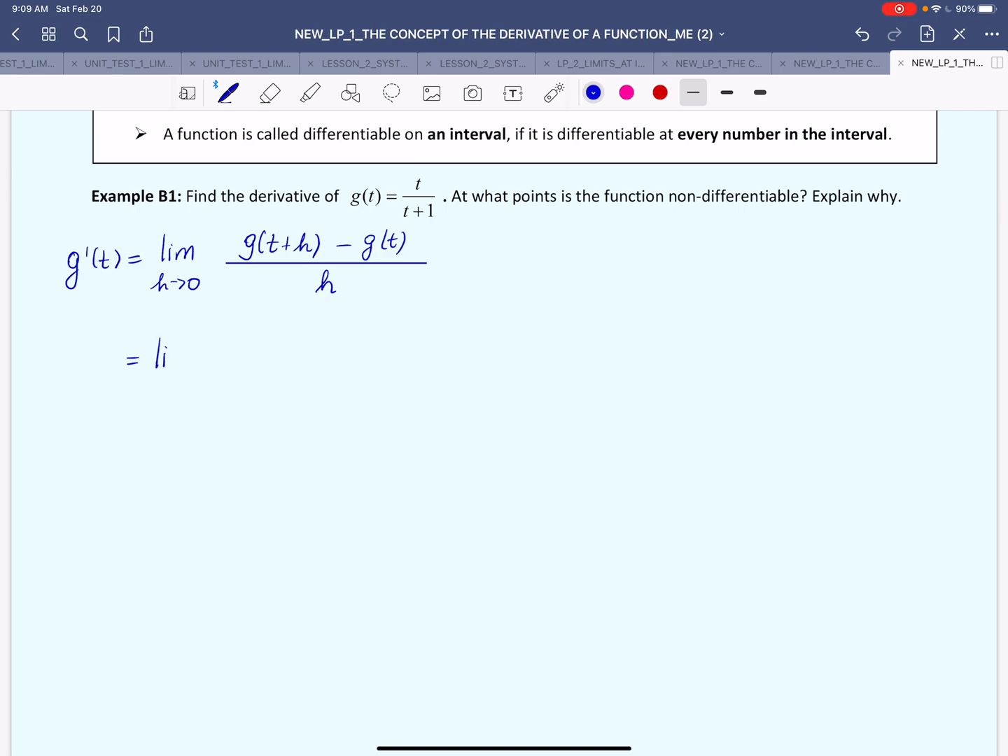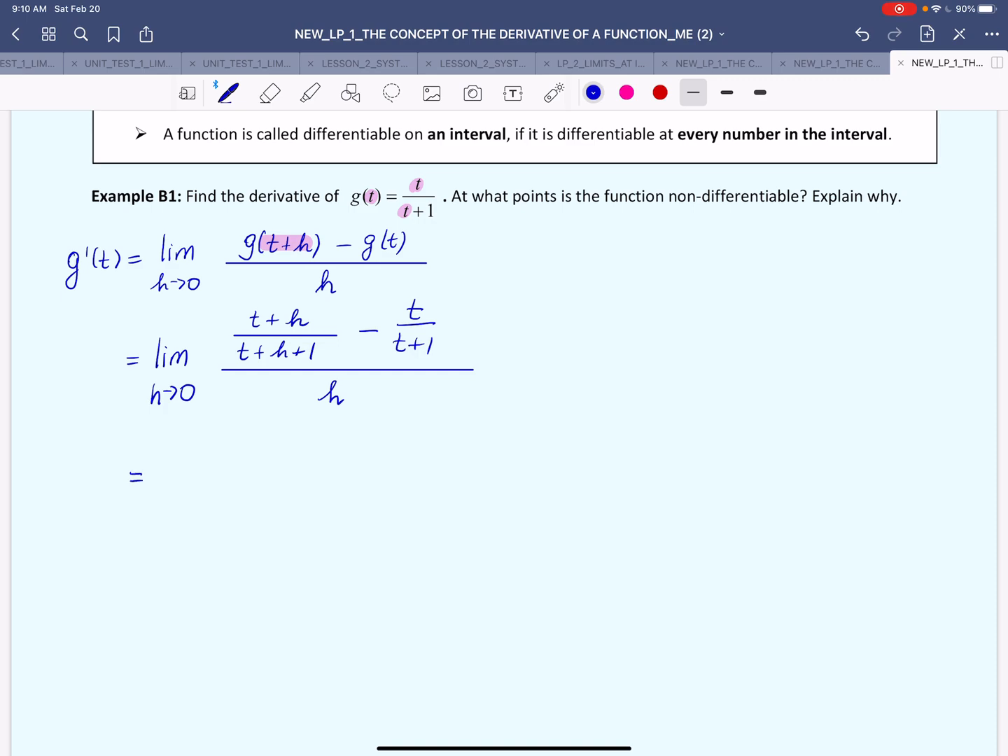So this would equal the limit as h approaches 0, long fraction. Leave a lot of room in the meantime because we're going to have fractions inside fractions. So again, as we mentioned before, wherever you see t, now you will replace it by t plus h. So I'm going to have a fraction here: t plus h over t plus h plus 1, minus g of t, which is t over t plus 1. And that is going to be over h.